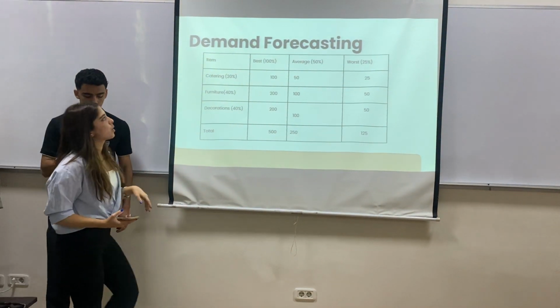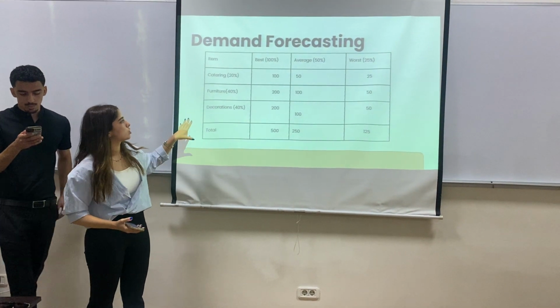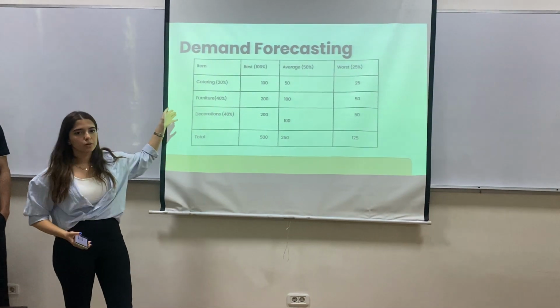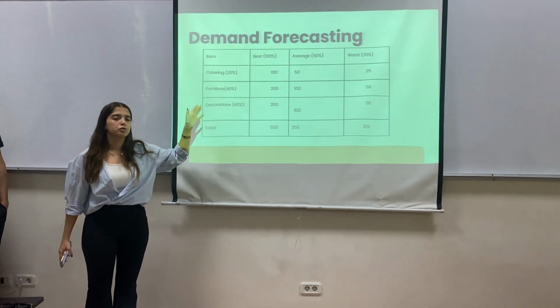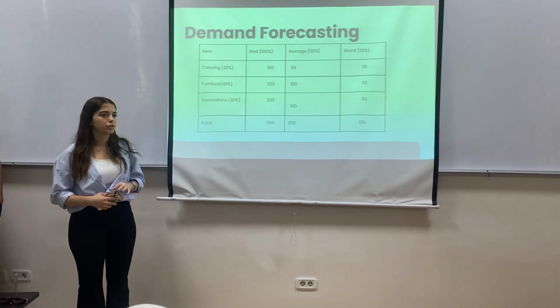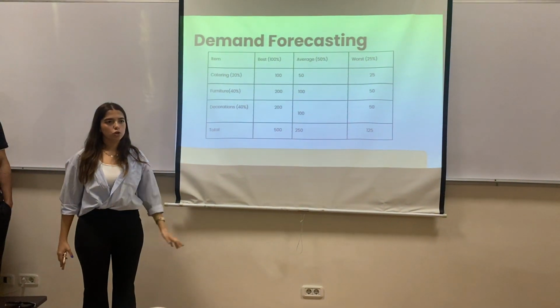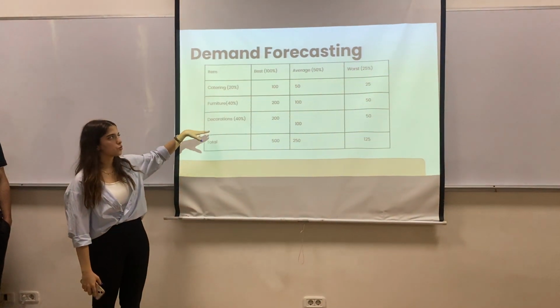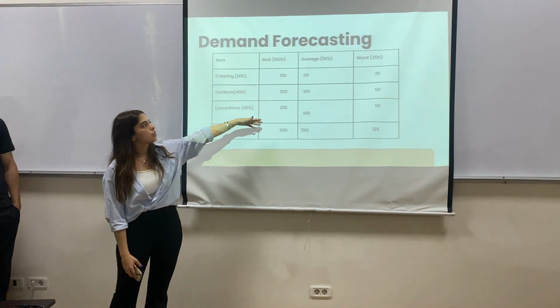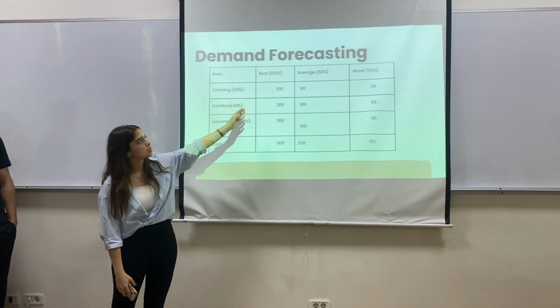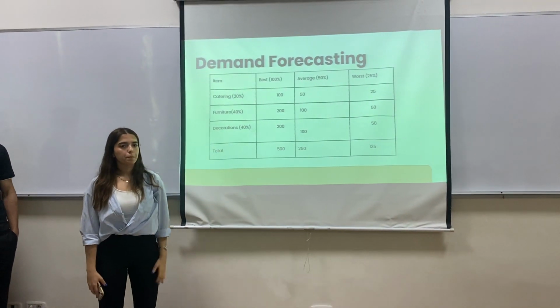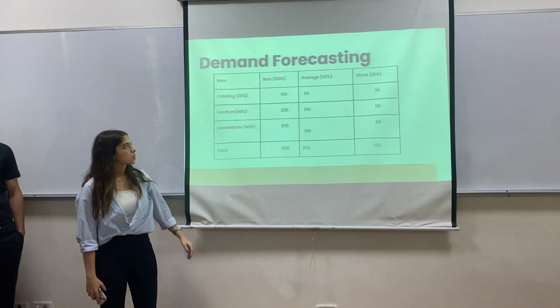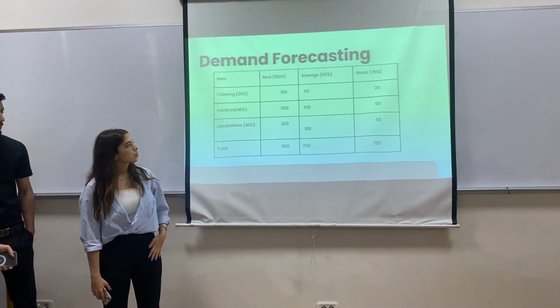For our demand forecasting, this is what we concluded. The product mix we derived from an interview with an event planning coordinator at an Egyptian company. He provided us with these percentages for the product mix, and these are the calculations for the best, average, and worst case scenarios. How did you get the best case? How did you get this 500? Based on what?